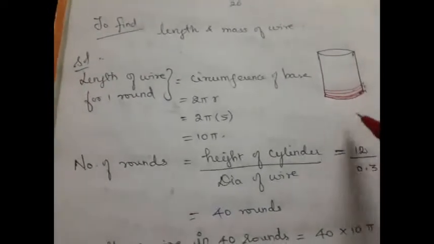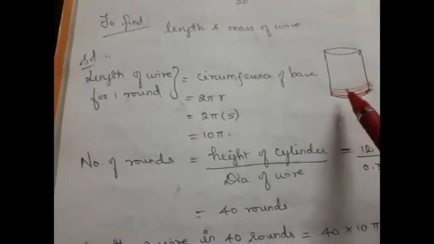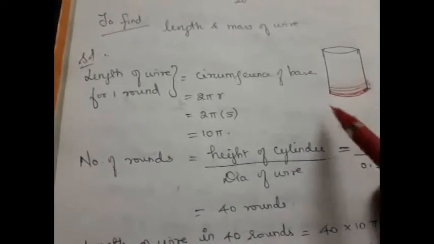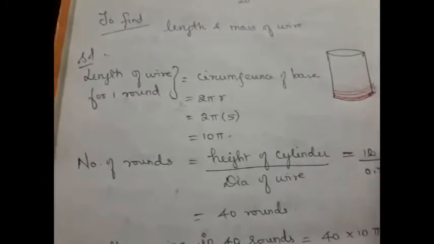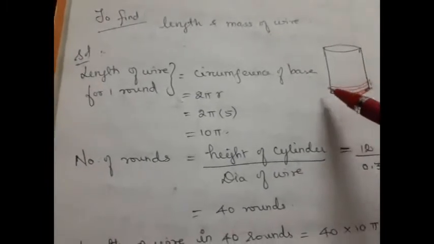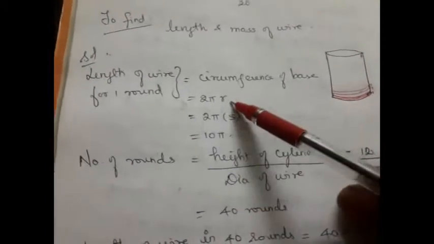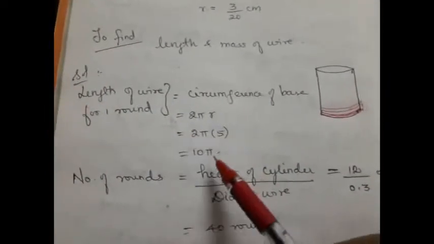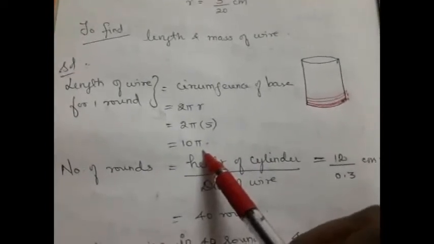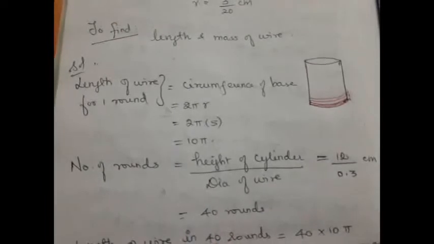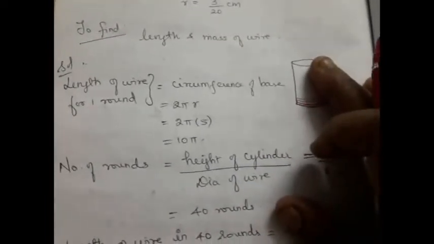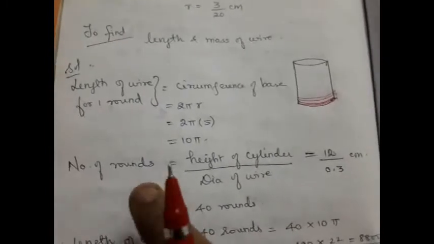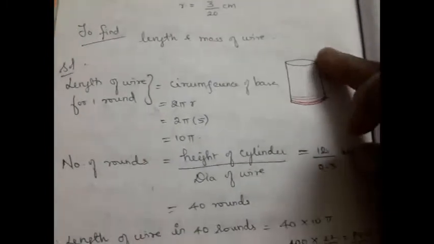One more thing: the length of the wire for one round will be equal to the circumference of the base, because it is around the cylinder. The circumference of the base is the circumference of the circle, which is 2 pi r. The radius of the cylinder is 5 centimeter, so the length of the wire for one round is going to be 10 pi. Now we don't know how many rounds it will make to complete the cylinder, so first let us find how many rounds of the wire are needed.